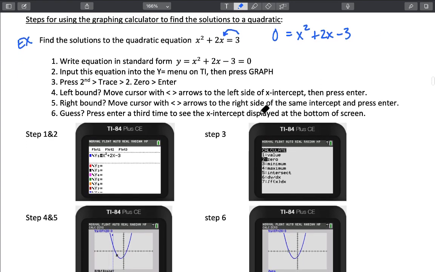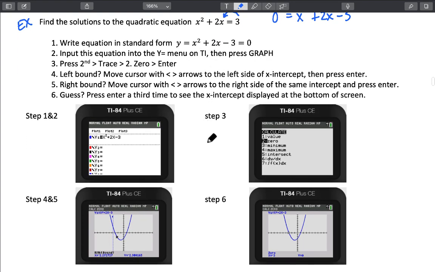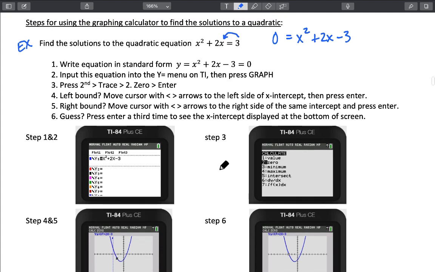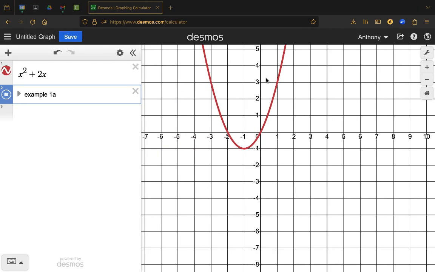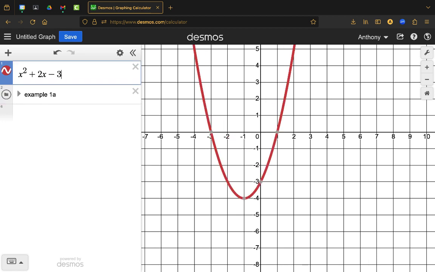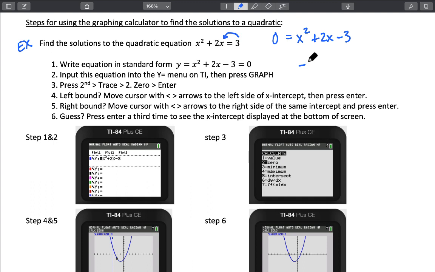Now using our graphing calculator, you know how to enter that into y equals and follow through these steps here in order to get those intercepts. We are going to graph this on Desmos for the purpose of this video. So here is x squared plus 2x, and we're going to minus 3. And since it's set equal to 0 already, we are going to look at the x-intercepts. And I see that my x-intercepts here are negative 3 and positive 1. So I would say that negative 3 and positive 1 are my solutions to this quadratic equation.